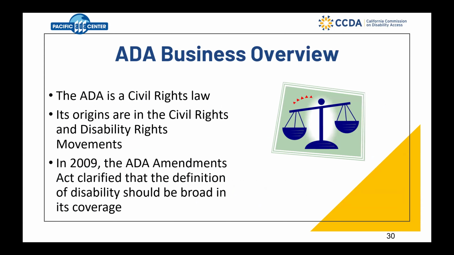So the ADA is a civil rights law. I always want people to understand that a violation of the ADA is a violation of the civil rights of someone who falls under the definition of disability. The origins of the ADA are in the civil rights movement and the disability rights movement. And in 2009, the ADA Amendments Act clarified that the definition of disability should be really broad. So the ADA covers a lot of people with varying disabilities.